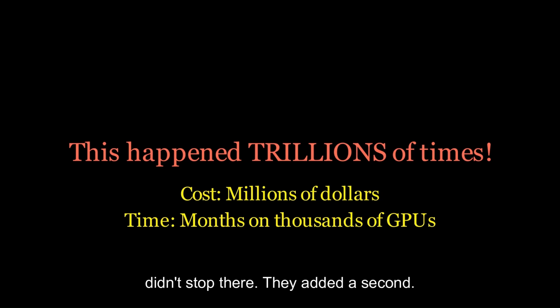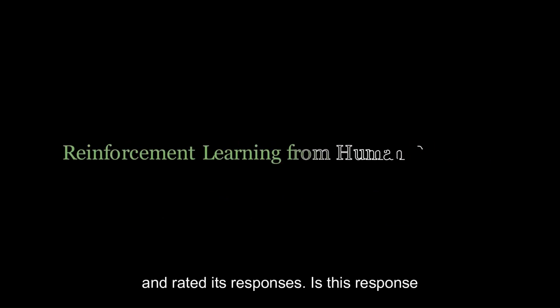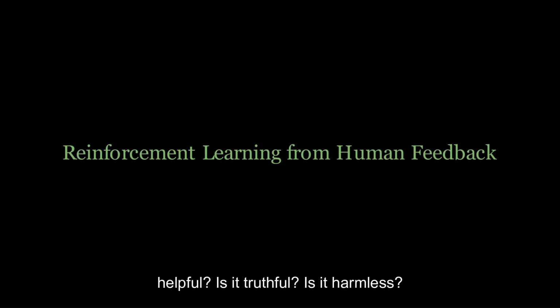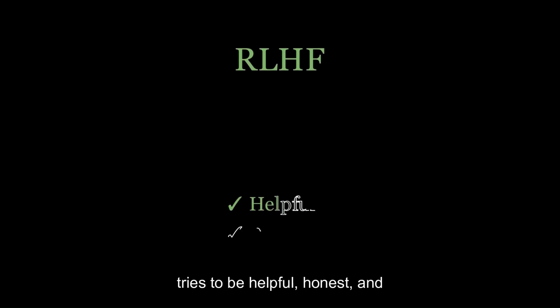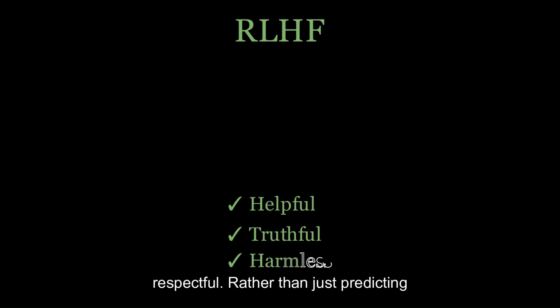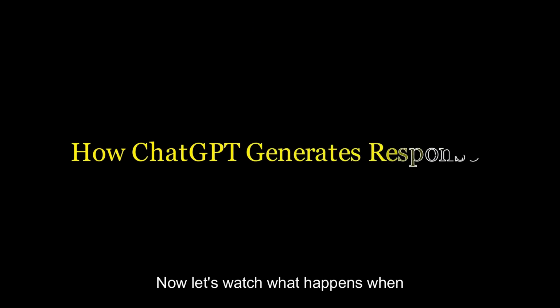They added a second training phase called fine-tuning with human feedback, or RLHF for short. Human trainers had conversations with the AI and rated its responses. Is this response helpful? Is it truthful? Is it harmless? The AI learned to produce responses that humans preferred. This is why ChatGPT tries to be helpful, honest, and respectful, rather than just predicting any random text from the internet. Now let's watch what happens when you actually send ChatGPT a message.